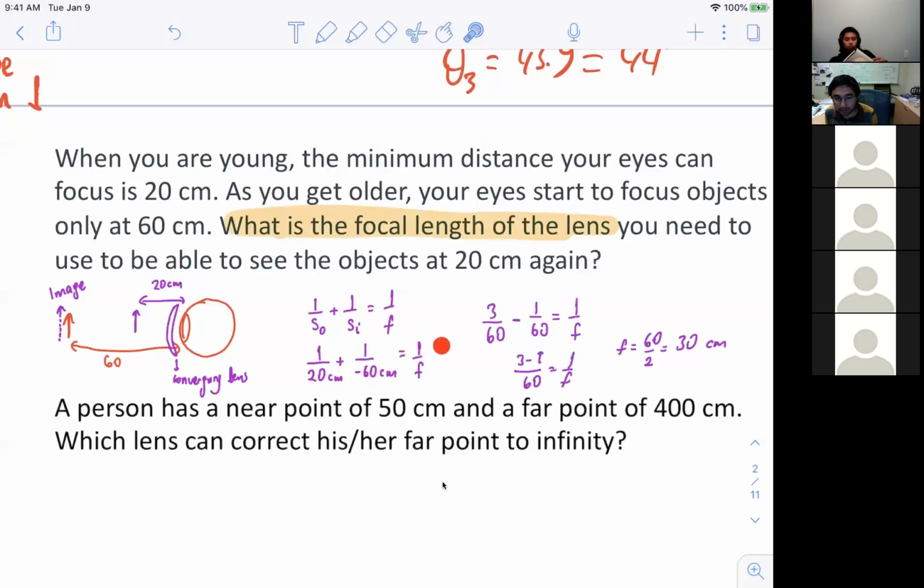Why is it negative 60? Because the image is virtual and it's on the same side as the object. So that's why the image has the negative 60. If you want it in terms of diopter, we will make this 1 over F equals 1 over 0.3 meters, and 3.3.